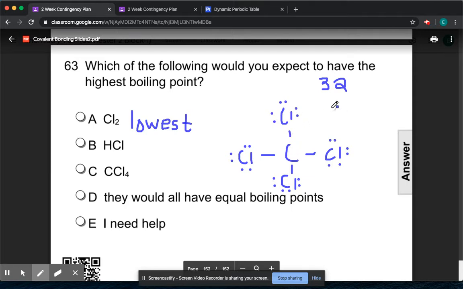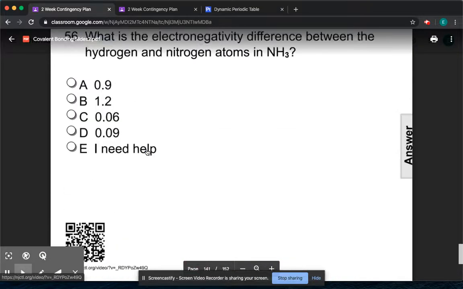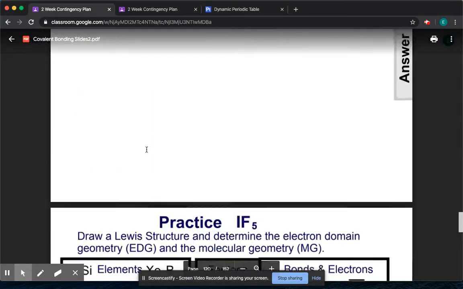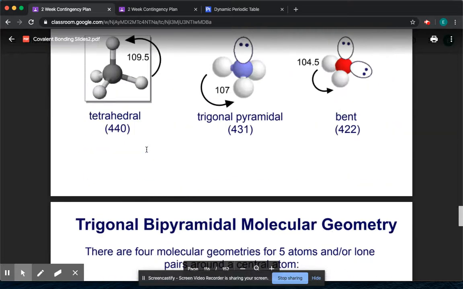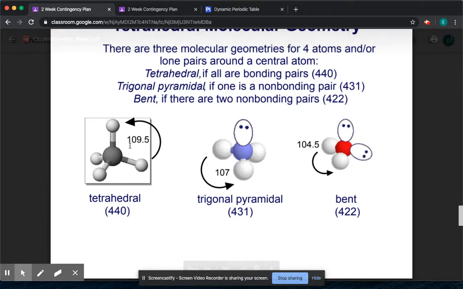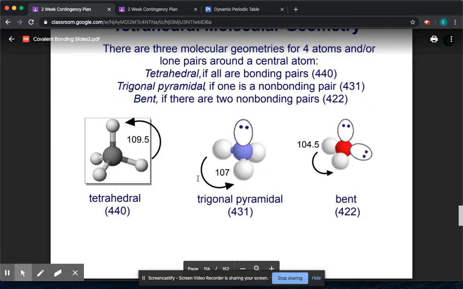The numbers for this would be 4, 4, 0. 440 would result in tetrahedral, if I'm not mistaken. So 440. All the angles would be the same. If all the angles are the same and all of these atoms are the same, they should all be chlorines with carbon in the middle.